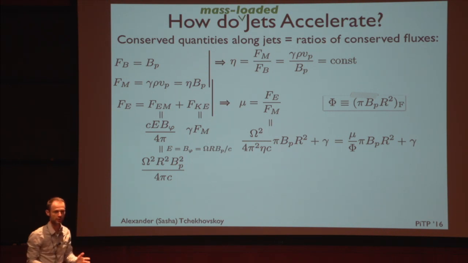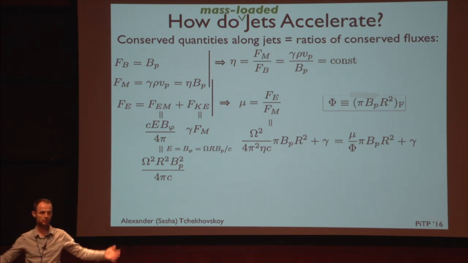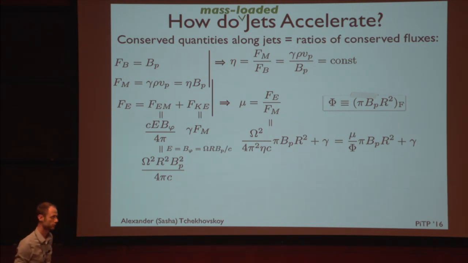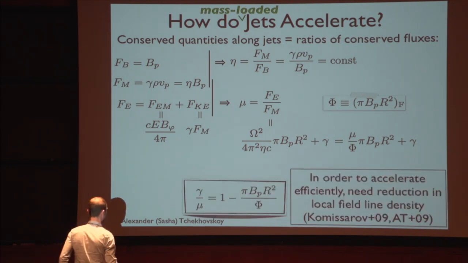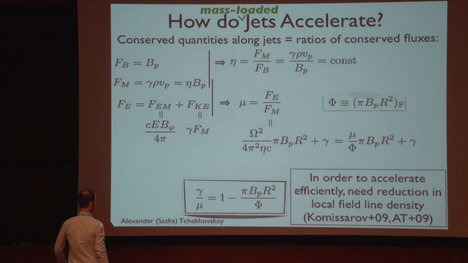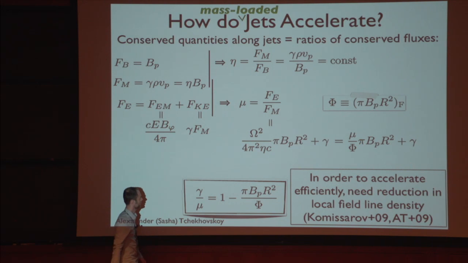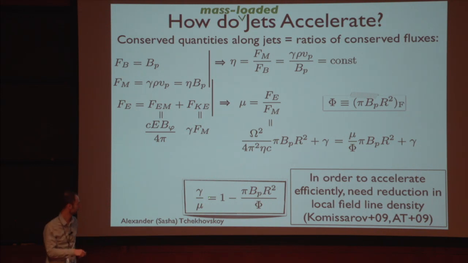The poloidal magnetic flux couldn't rearrange. It stayed almost uniform. And therefore, there was no acceleration. You can rewrite this and see it even better in this way. If we divide both sides by mu and collect the terms, we can define acceleration efficiency, which is the ratio of Lorentz factor to the maximum possible Lorentz factor.